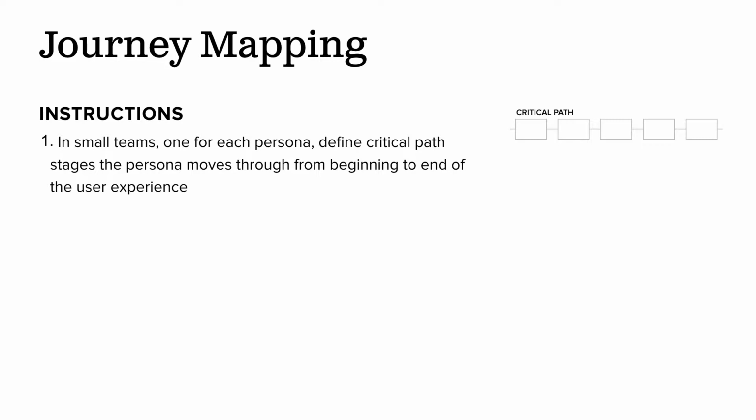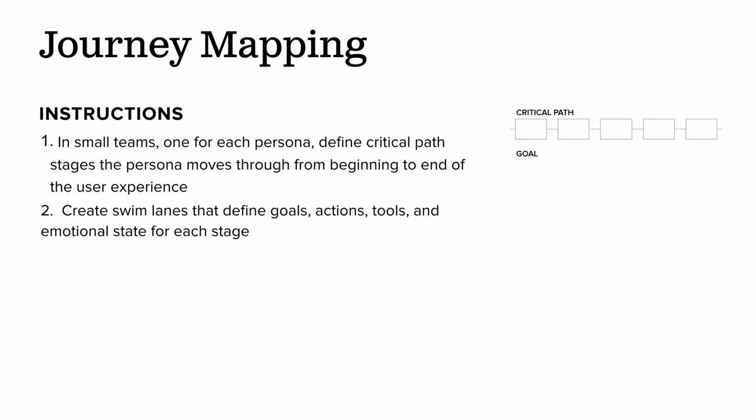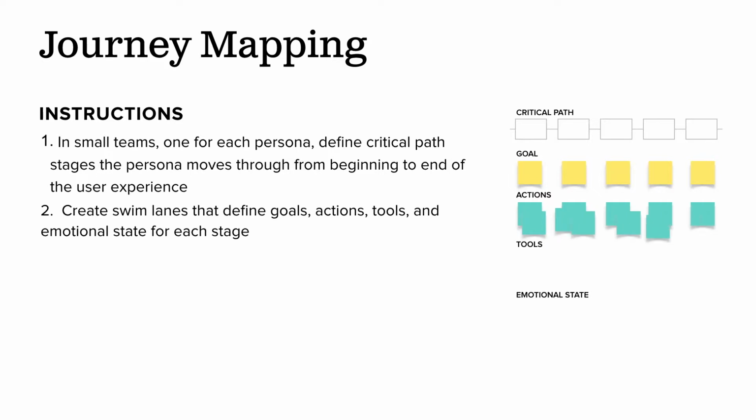After you've defined each stage in your critical path, the next thing you can do is to create swim lanes for goals, actions, tools, and emotional state. Now, there should be one goal per stage, and remember, these are going to be realistic goals of the current user, not necessarily aspirational goals that you have for a user navigating through your flow. When it comes to actions, though, there can be many per stage, and sometimes you're going to find that there are a lot in certain stages.